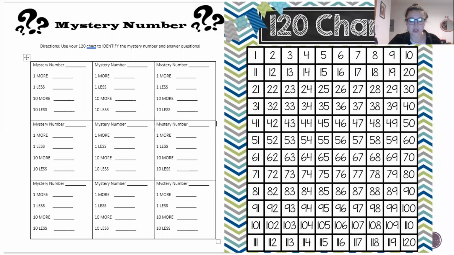Okay, so now that we have gone over those super important math ideas, we are ready to play Mystery Number, and you just need 3 things to play this game. You need a pencil or a pen, your Mystery Number recording sheet, and your 120 chart. As I'm reading the clues, I'll keep a 120 chart on the screen just in case you don't have one to print, okay?